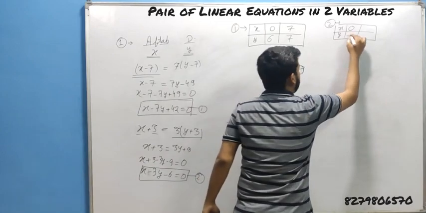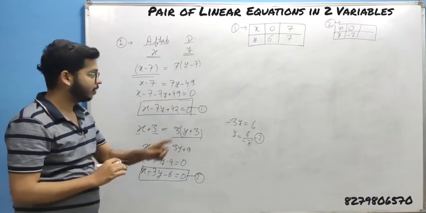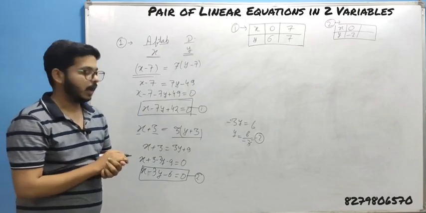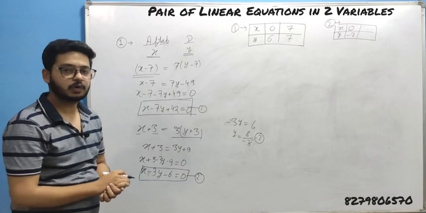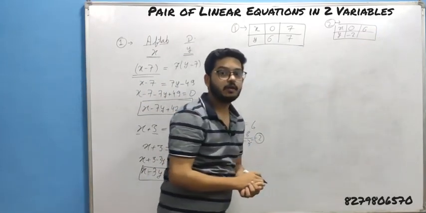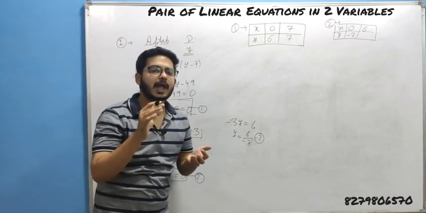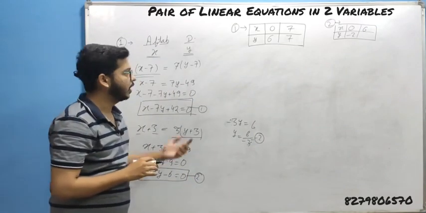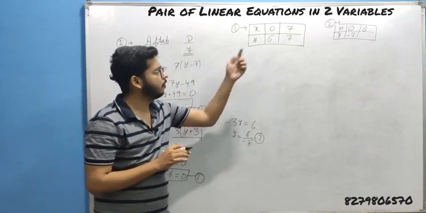So if we put the value of x as 0, what will be the value of y? Minus 2. And now we will put the value of x as 6. If you are wondering where I am getting these values, you can put any value of x into these equations to get the value of y.